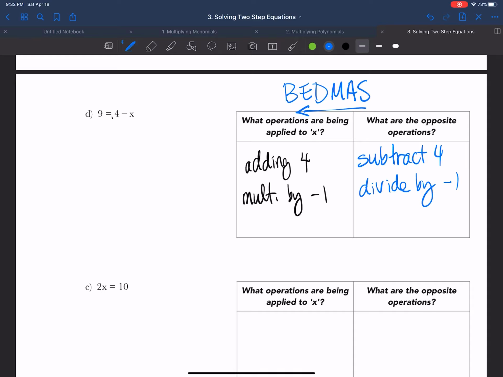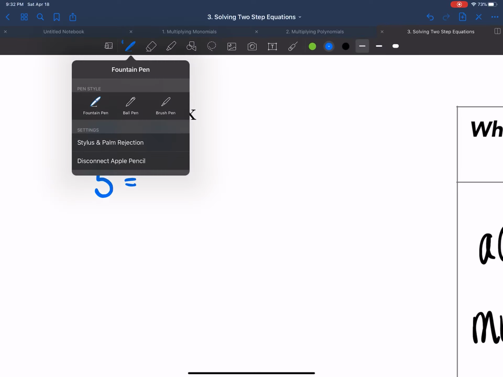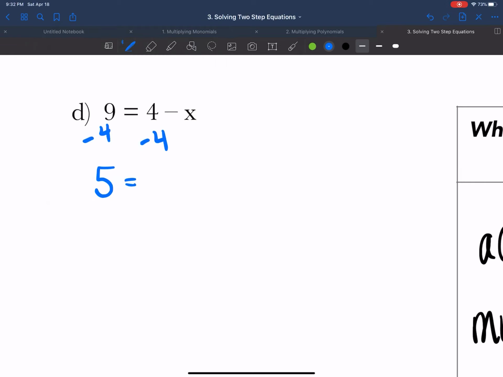So let's subtract the 4. But whatever I do to this side, I have to do to the other. So I'm going to subtract 4 over there. 9 minus 4 is 5. 4 minus 4 is 0. That's why we did it, to get rid of it. Go away. And what's left?